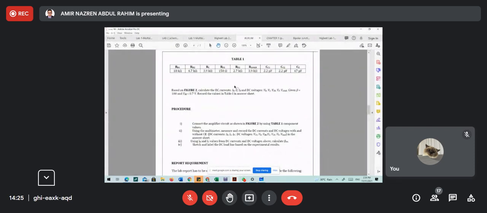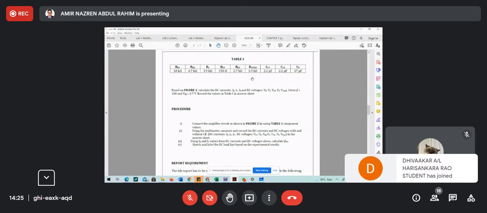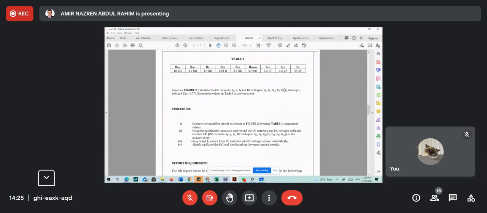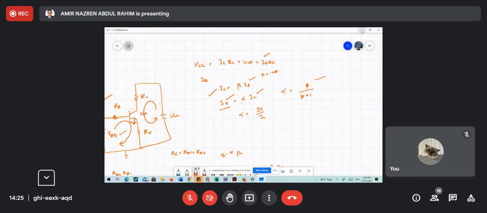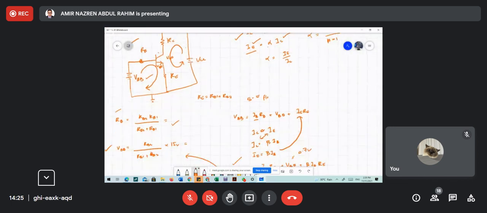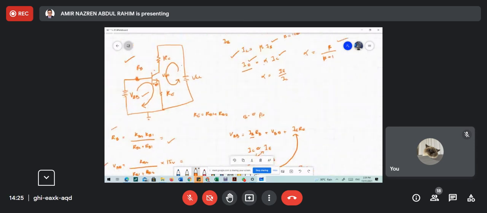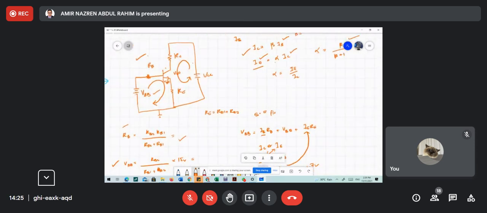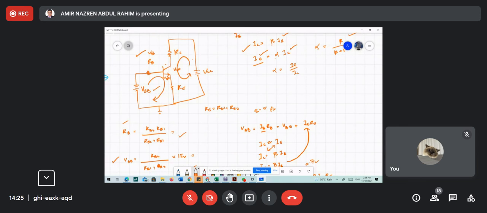So we already found the way to find IB, IC, and IE. Now we need to find VB, VC, VCE, VE. Okay. How do we find VB? VB at here. So VB equal to IB RB. So IB already found, RB already have, so we got the VB.